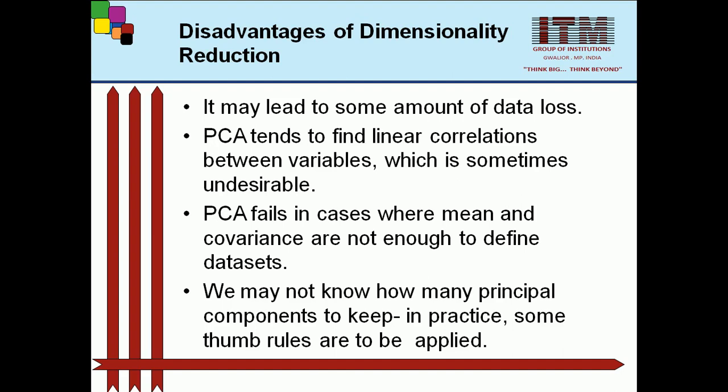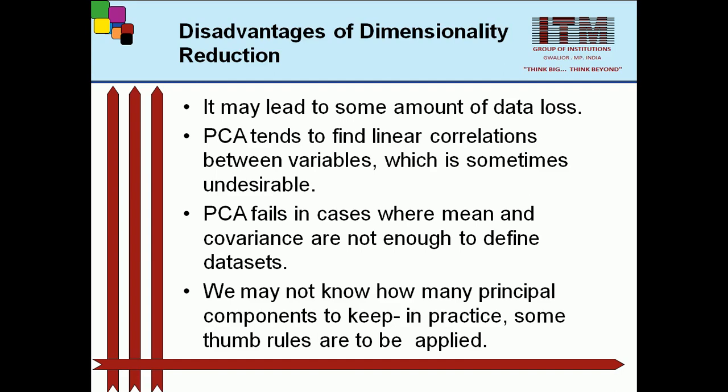Disadvantages are also there in dimensionality reduction. It may lead to some amount of data loss. If we are reducing the dimensions, there is a possibility that some important features may be removed. PCA tends to find linear correlations between variables, which is sometimes undesirable. PCA is a dimensionality reduction technique applicable only to linearly separable data sets, and so this is a disadvantage. PCA fails in cases where mean and covariance are not enough to define data sets.